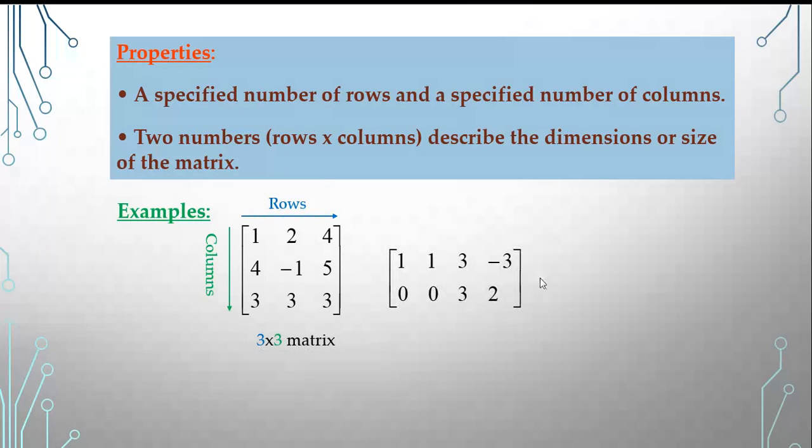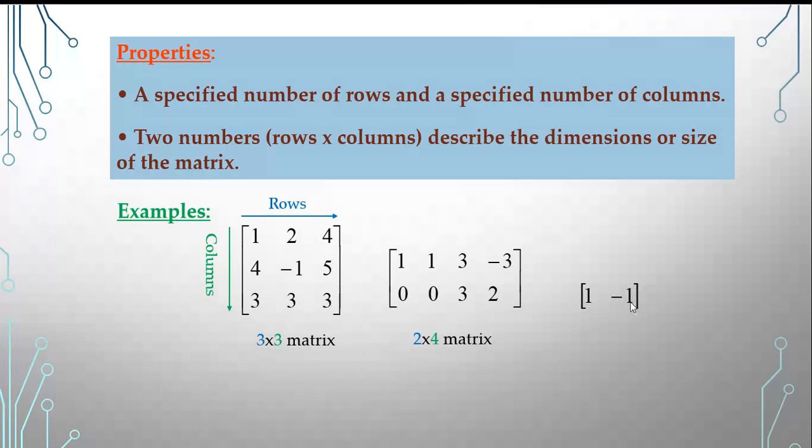Similarly, if we have this type of matrix, how many rows are here? 1 and 2. Two rows are here. And how many columns? 1, 2, 3, 4. Four columns are there. So what is the dimension of this matrix? That is 2 cross 4. The first element represents the rows and the second element represents the columns. So this is the order of the matrix, 2 cross 4.